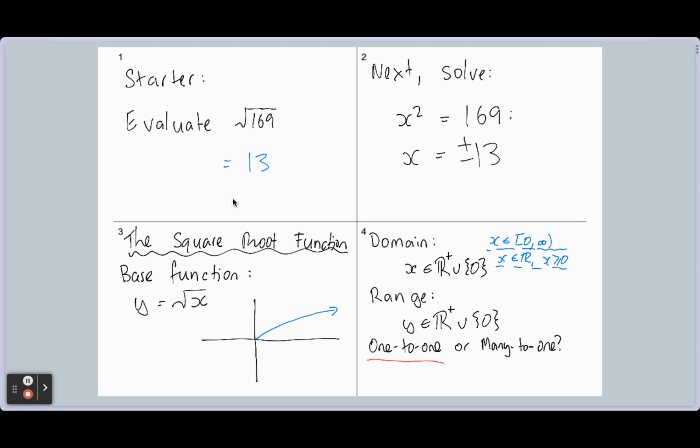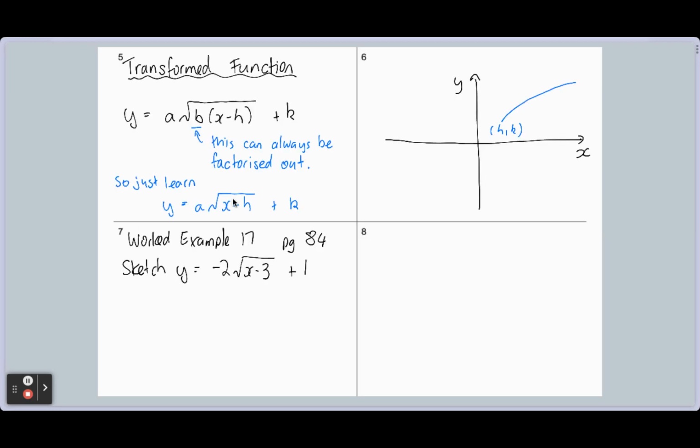Okay, so simple example. Oh, sorry, before I do the example, here's some notes that you can take down.